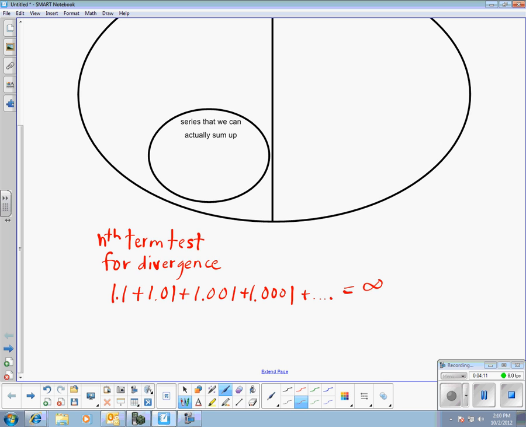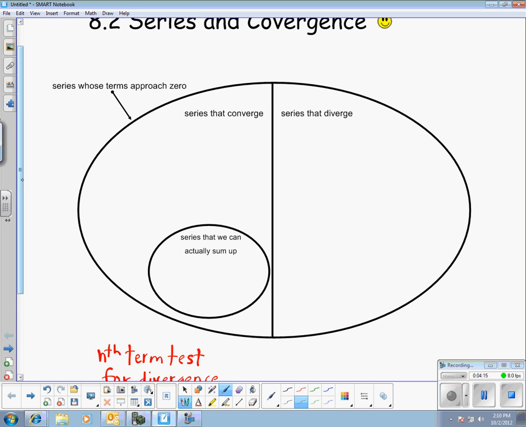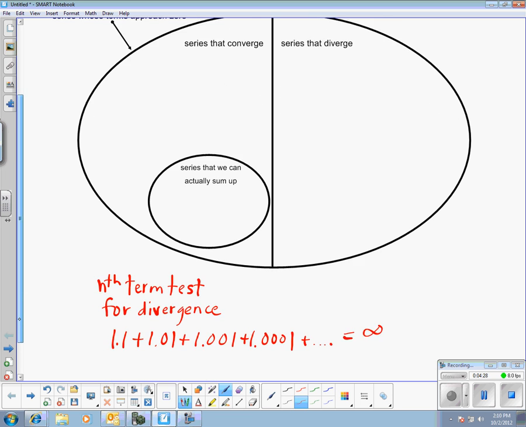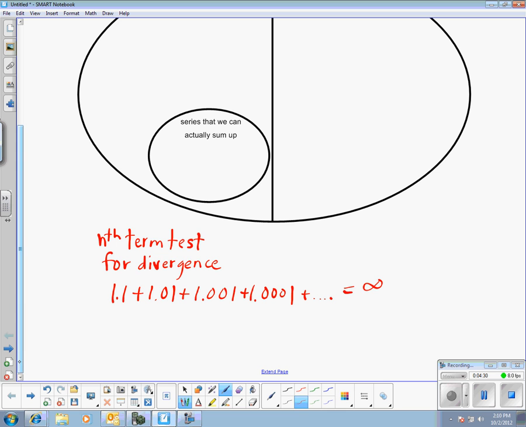Because if your terms do not go to 0, then your series is left out of this exclusive club of the terms that do go to 0. Once they do go to 0, then we're sorting out which ones converge and which ones diverge. But in order to even have a chance at convergence, the terms have to go to 0. So anytime you see, here's one example.